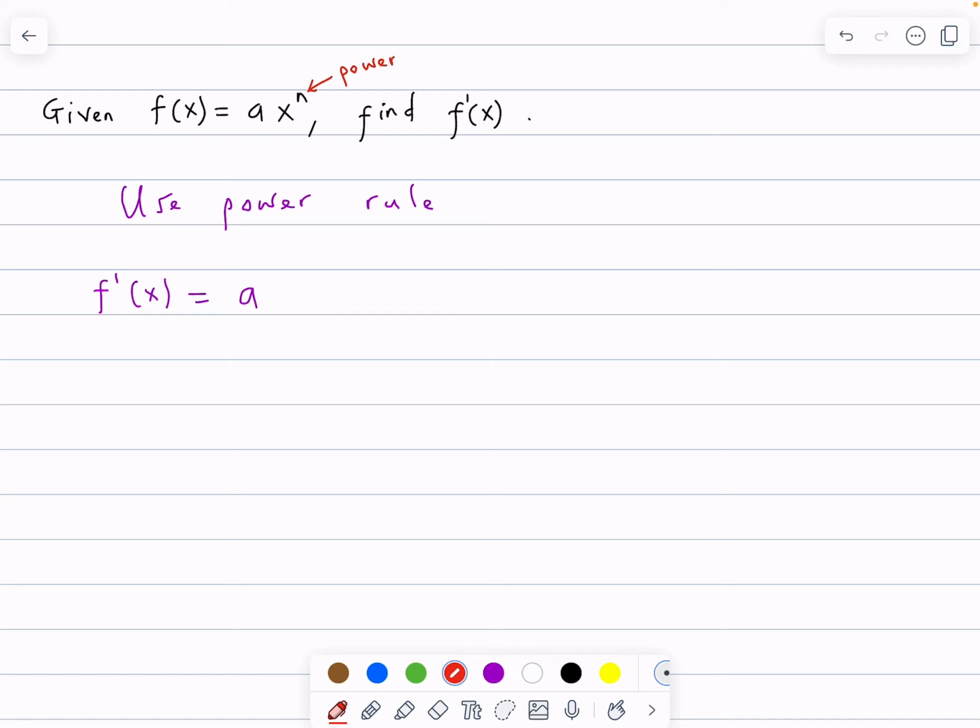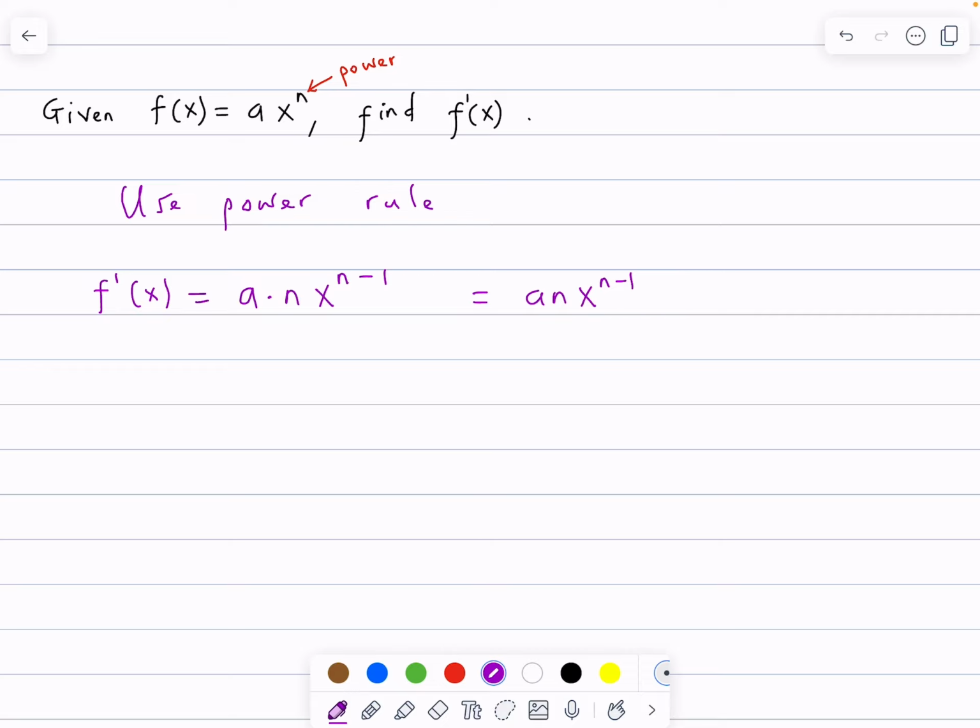So I have n, bring it down. Then I'm going to subtract 1 from the power. So I have my x and then I subtract 1 from the power. And that's the derivative. So this is just a n x to the power of n minus 1. That's the derivative of f of x equals ax to the power of n.